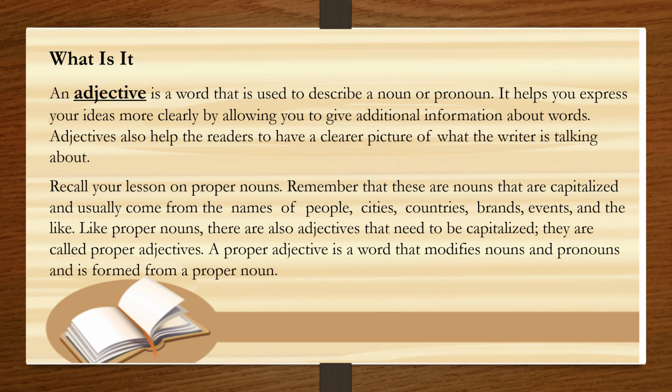Now, what is it? An adjective is a word that is used to describe a noun or pronoun. It helps you express your ideas more clearly by allowing you to give additional information about words. Adjectives also help the readers to have a clearer picture of what the writer is talking about.